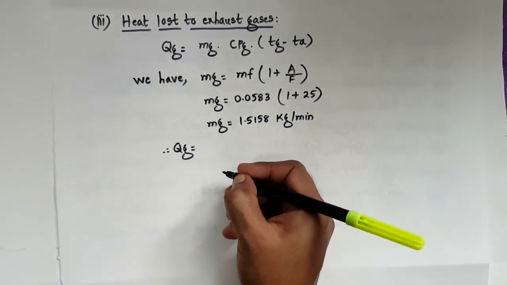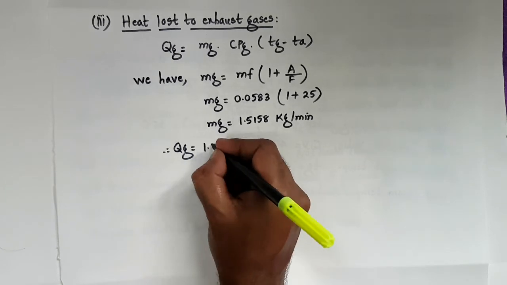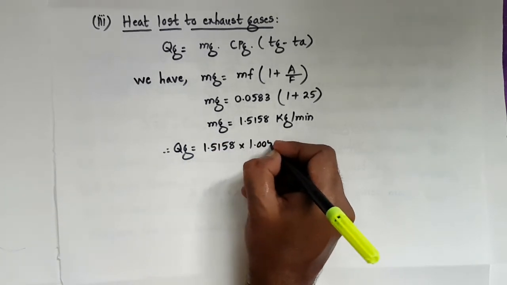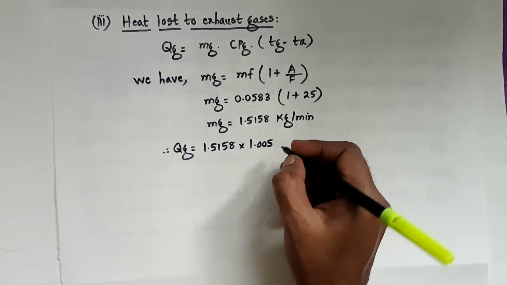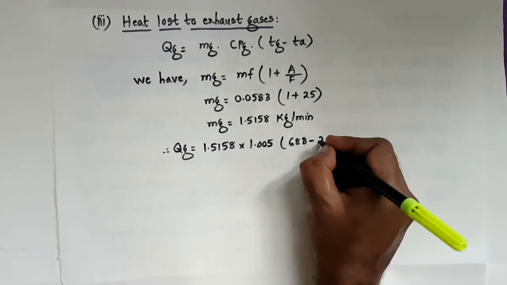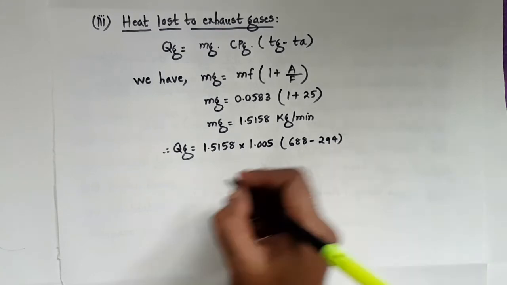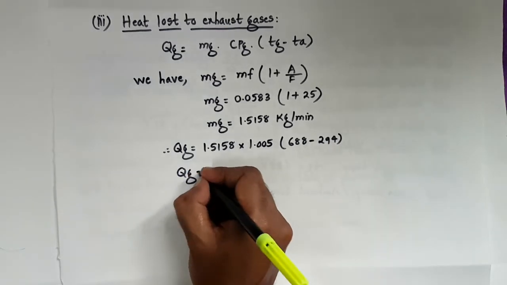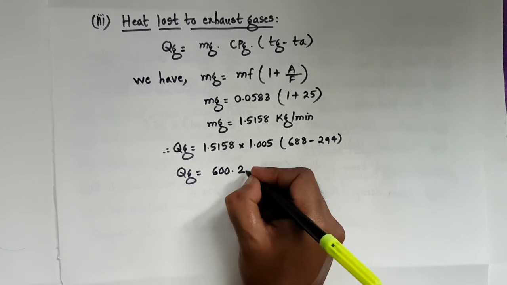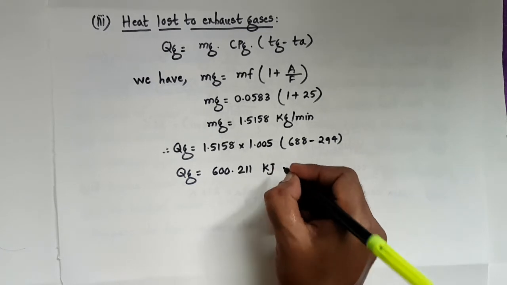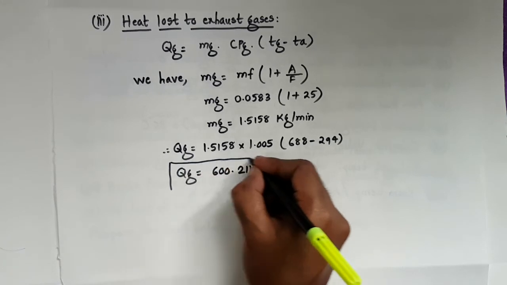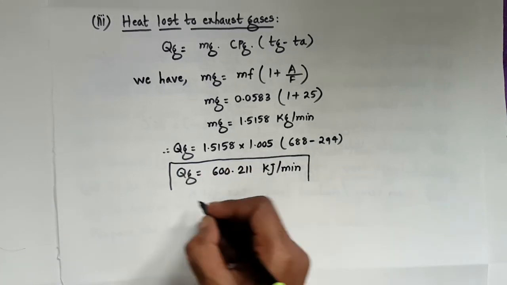Therefore, heat loss to the exhaust gases is 1.5158 into specific heat 1.005, then the temperature of exhaust gas minus ambient temperature. So we'll determine this value. So Qg is equal to 600.211 kilojoule per minute. So this is the loss due to exhaust gases.